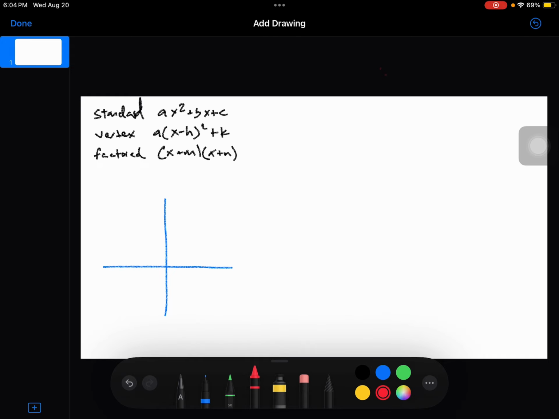In this video we're going to look at some parabolas or quadratics, which are a degree 2 polynomial. In standard form we've got ax squared plus bx plus c, where c is going to be our y-intercept when x is equal to 0. That's what's left over, so that's when it crosses the y-axis.